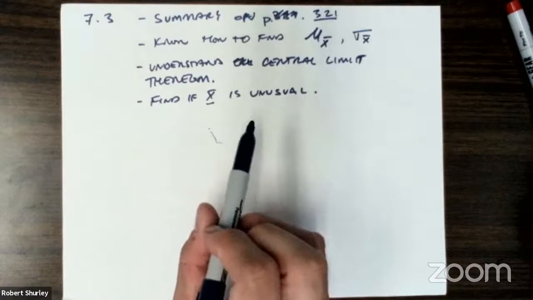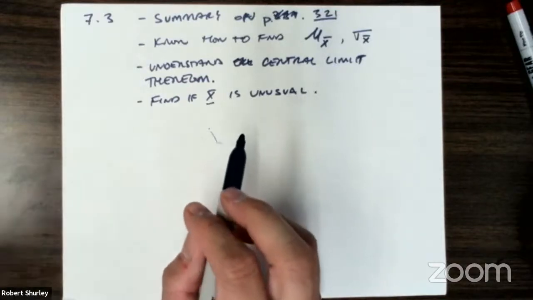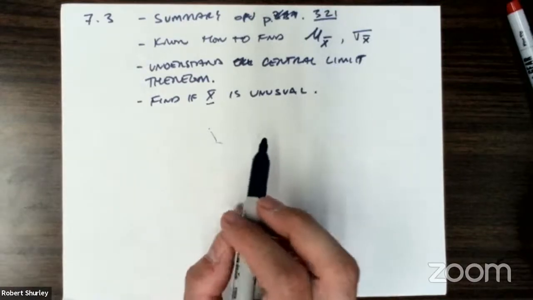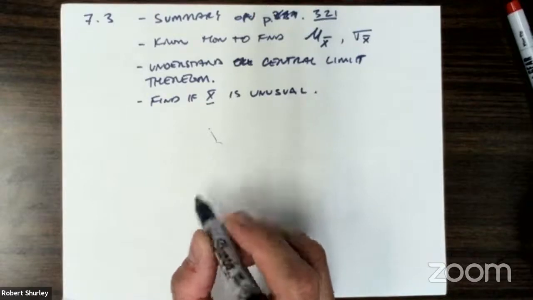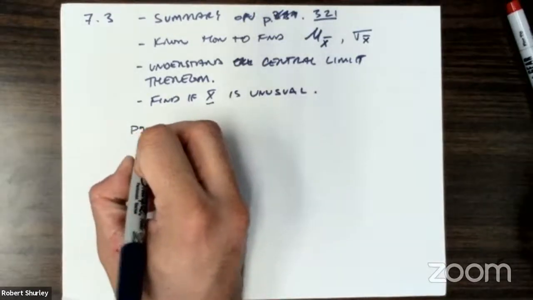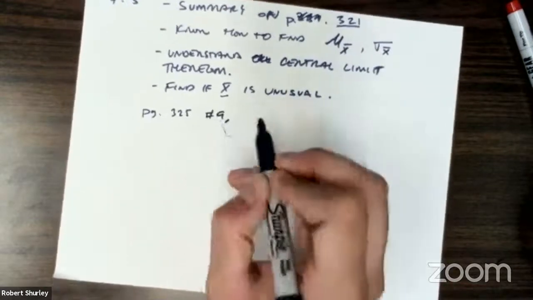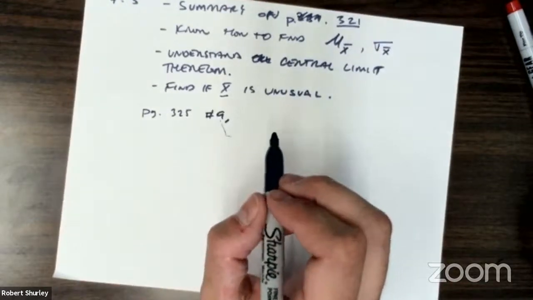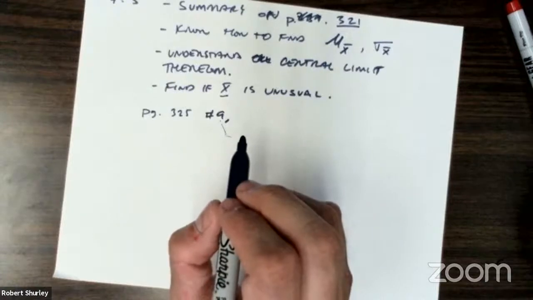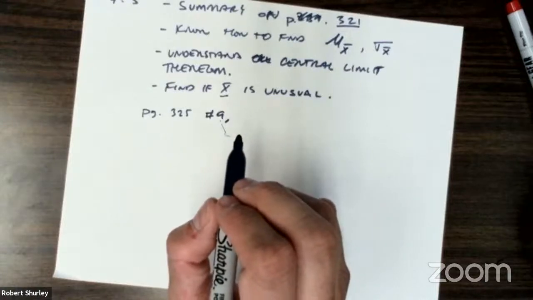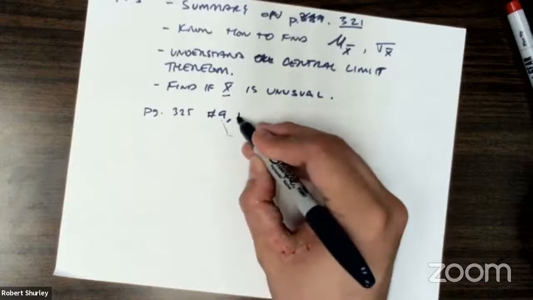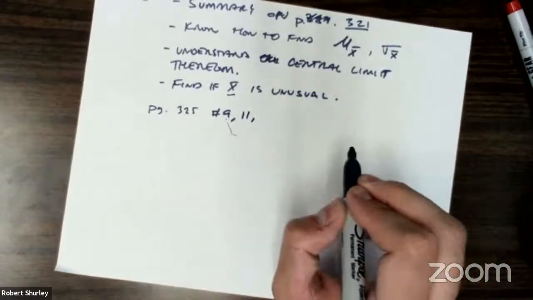Population mean, standard deviation. Yes, number 9. So for homework, I would focus on number 9. Yeah, and percentiles, number 11. Those are different.